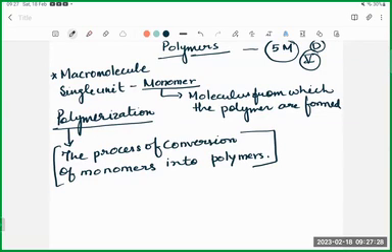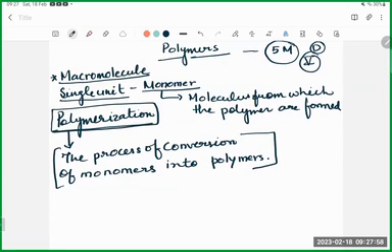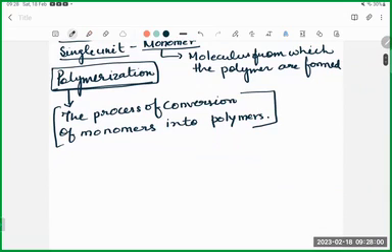Now, as I said for the definition, polymers are long chain molecules and have high molecular weight. Correct. So we can say they are defined as macromolecules. They contain a single unit. The single unit is called the monomer. What is a monomer? We call the molecules from which the polymers are formed monomers. They follow a process. The process name is polymerization, right? The process of conversion of monomers into polymers, we call polymerization.